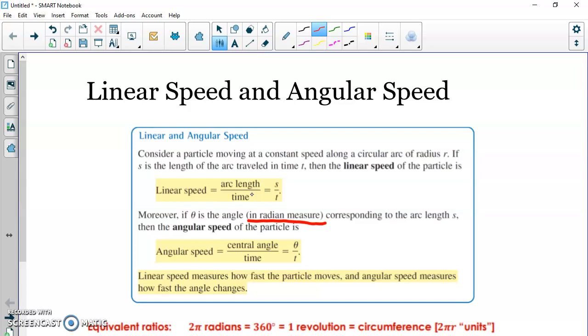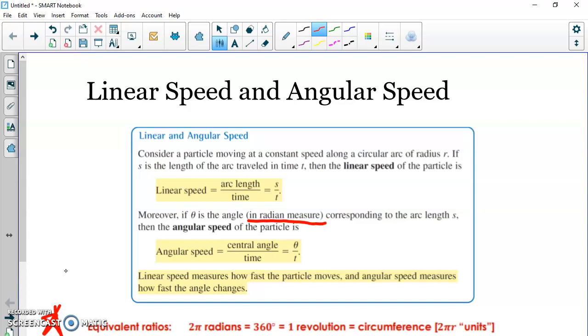Also make note down the bottom, equivalent ratios. Put that down. When we are talking about a revolution, one full revolution is one circle, so that would be 360 degrees, or 2 pi in radians. And if you need to know length for that, if they are talking about one revolution and they don't give you the distance for that, it would be 2 pi r.